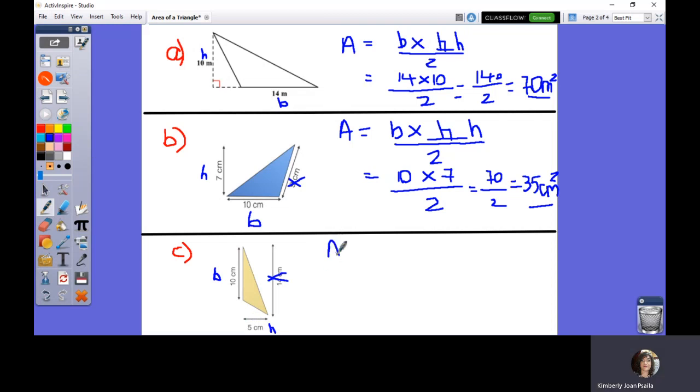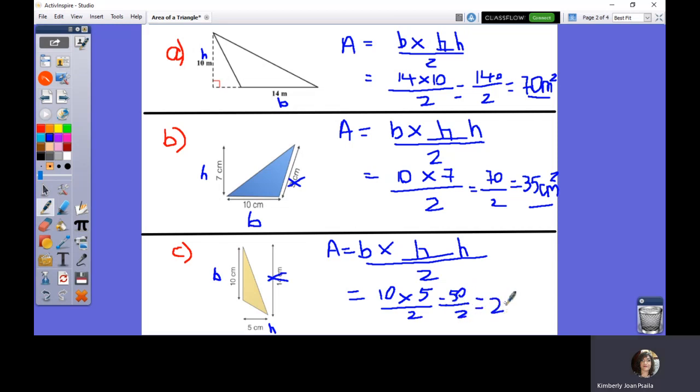So let us write the formula. A is equal to base times perpendicular height divided by 2. The base is 10, perpendicular height is 5, and everything divided by 2. So 10 times 5 is 50. 50 divided by 2 gives us 25. Units here are centimeters squared.